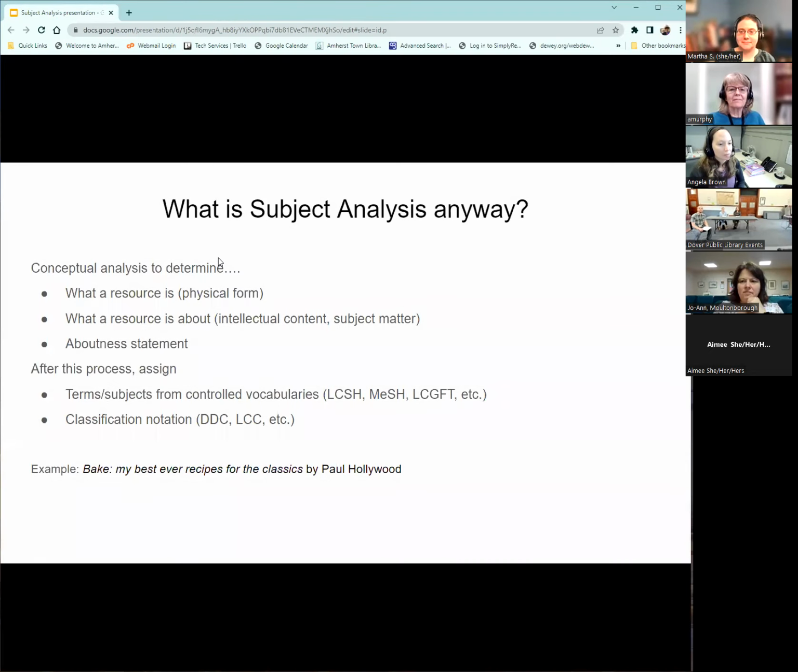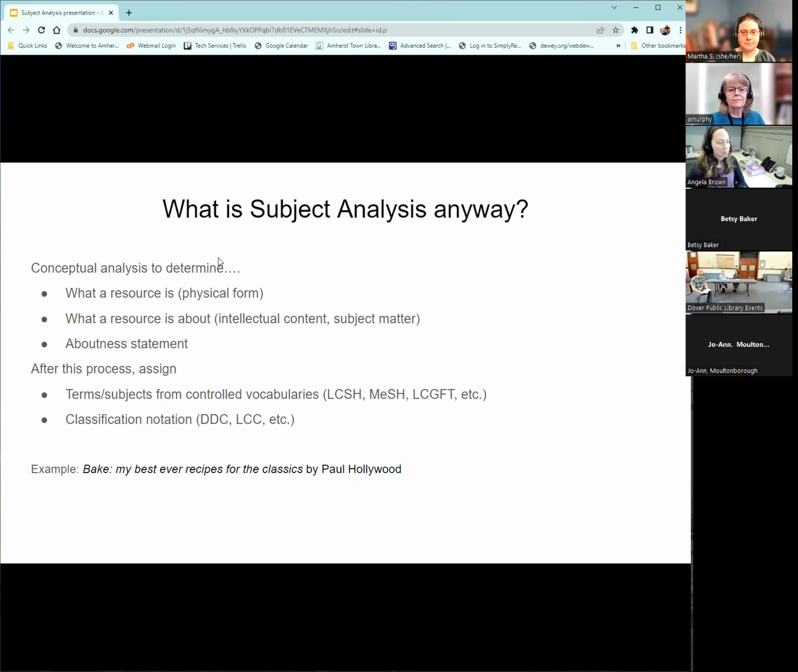So what is subject analysis anyway? The theoretical technical term is a conceptual analysis to determine what a resource is, its physical form, what a resource is about, its intellectual content or subject matter, and from those things forming an aboutness statement. An aboutness statement basically just summarizes your understanding of the resource's aboutness, genre, form, concepts, and subject matter. I have an example, so this will make a little more sense in just a minute.